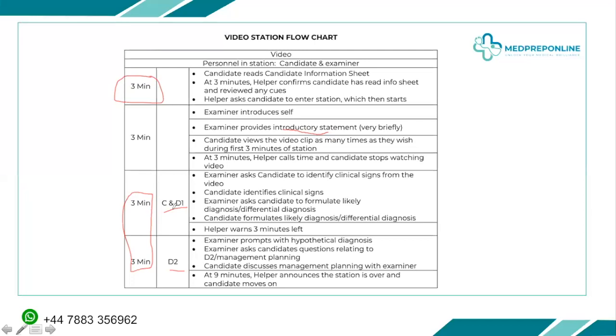So what happens here is that the examiner will ask you to summarize and tell the clinical signs which you have elicited, and what is your diagnosis, what is your differential. Then the 3 minute warning bell happens, and then in the end you will have to tell about the management planning and investigation, whatever the examiner wants to ask. So the more focus is on the C domain, D1 and D2, and in the marking sheet also only these domains are mentioned, and you are marked against these domains only.